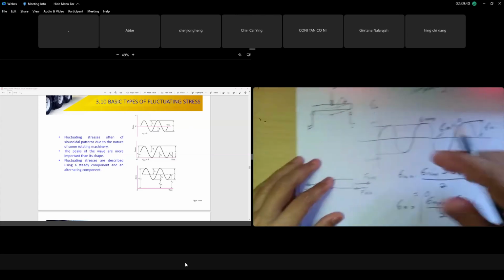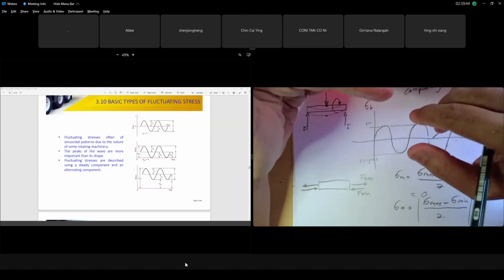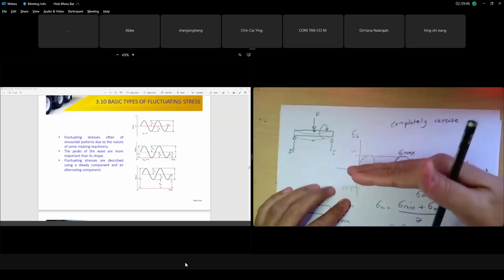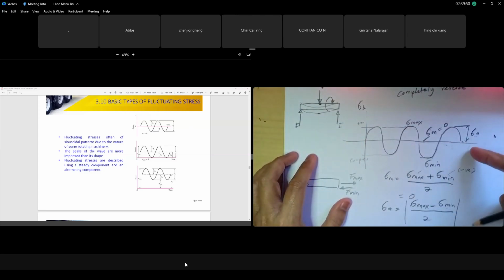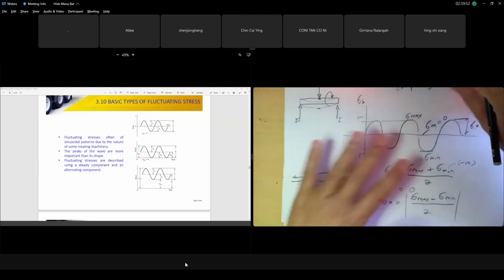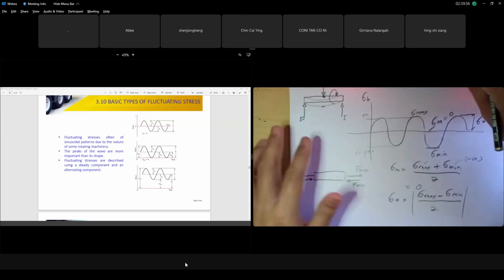As I explained before, we have a range, for example 10 kilonewton maximum and 5 kilonewton minimum, so sigma goes positive. But we also have the completely reversed case. This is complete reverse, like pure bending where the shaft is rotated. I just want to explain this.